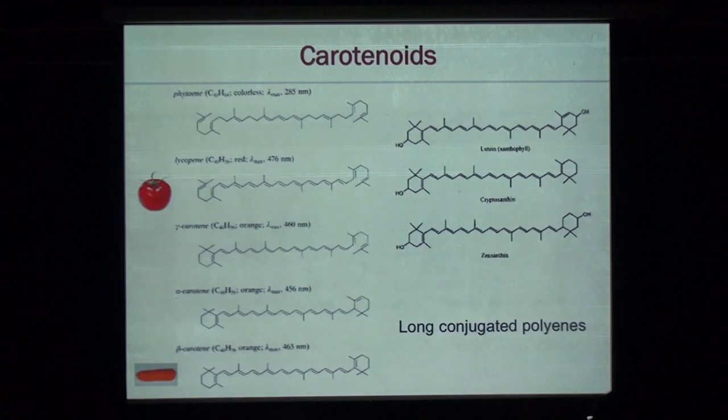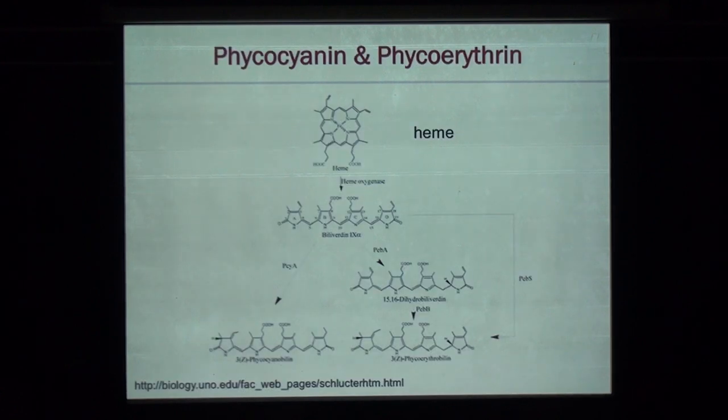Now, another one is carotenoids. Those are basically long conjugated polyenes, with various numbers of conjugations. This is lycopene. And so they show different colors. This is phycocyanin and phycoerythrin. They are basically related to heme, but if you break it down here, this heme is a ring, okay? And it's the pigment responsible for carrying oxygen in our blood. So it's very common in biological systems. And you break this bond here, you open this ring, and that's basically the structure of these two.